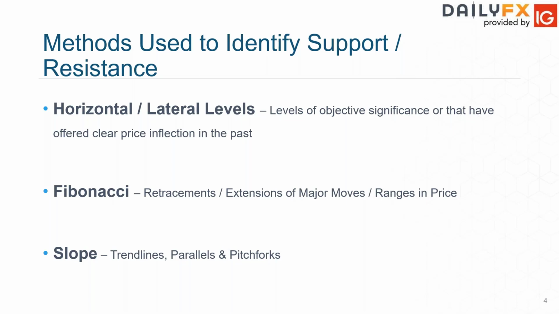The 3 topics we're going to hit on today are horizontal or lateral levels of support and resistance. We'll go over what those are. Swing highs and swing lows are just the tip of the iceberg. Most people will look for support at either a former high or multiple highs being tested, but there's so many more methods and techniques of identifying lateral or horizontal levels of support and resistance where we can look for price inflection. And we'll go over a list of those real quick.